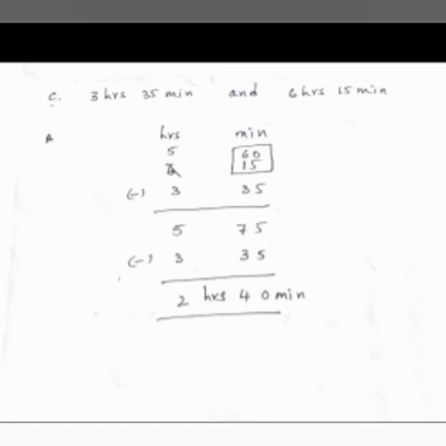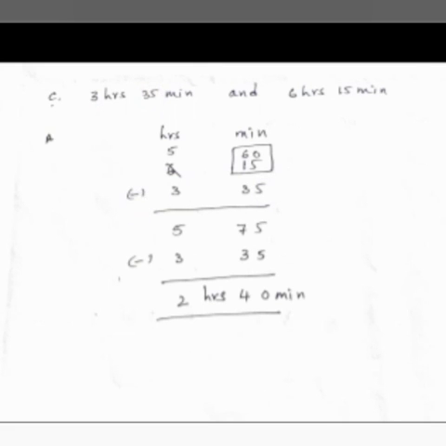Next, find the difference: 3 hours 35 minutes and 6 hours 15 minutes. First of all, we arrange in hours column and minutes column. 6 hours 15 minutes: this 6 we write in the hours column and 15 in the minutes column. Next, 3 hours 35 minutes: this 3 we write in the hours column and 35 in the minutes column.